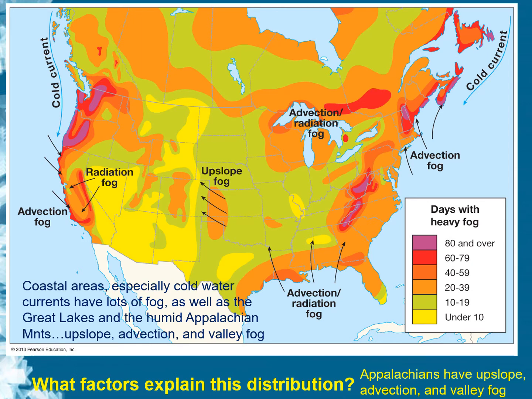So, where do you see the most fog? Do you see a pattern there? Do you see purple and red in the Appalachian Mountains? In the Cascades? In the Olympic Mountains? How about the Rocky Mountains? You do see some fog in the Rocky Mountains, not quite as much as you see with the Appalachians or the mountains on the west coast.